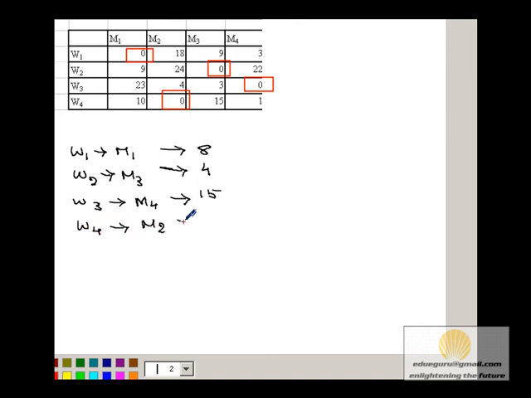So the total minimum cost will be the sum of all the costs assigned to each worker, and that is 36. So that is the answer for this sum.